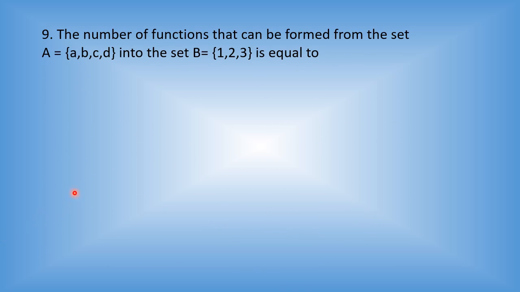The next question: the number of functions that can be formed from the set A = {a, b, c, d} into the set B = {1, 2, 3} is equal to. So we have to find the number of distinct functions from set A to set B. There is one concept here. If set A has m elements and set B has n elements, then the number of functions from set A to set B is the number of elements of B to the power of the number of elements of A, that is n to the power m.